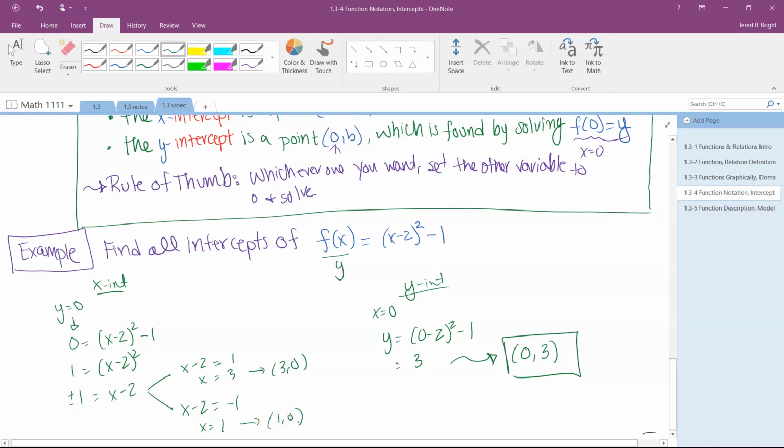And that is how we find the intercepts. Whichever one you want, set the other equal to 0 and solve. Other than that, it's all about function evaluation. So get practice with the notation, and we will certainly get some practice in class.